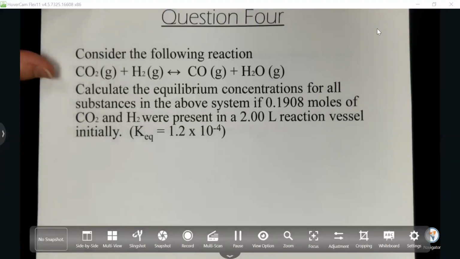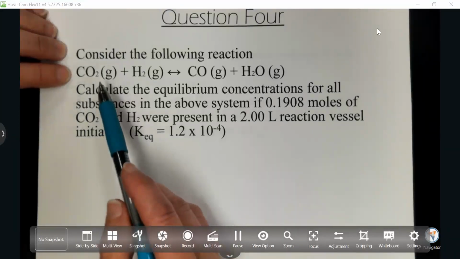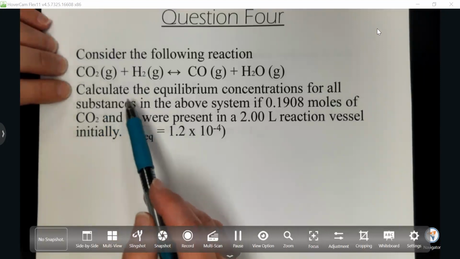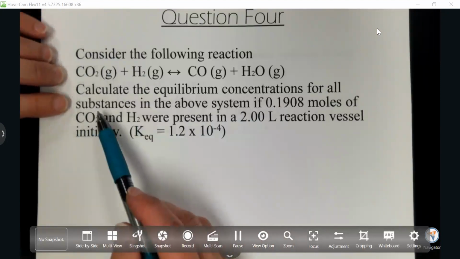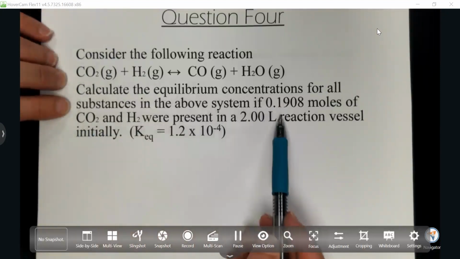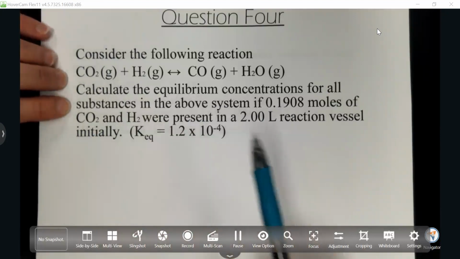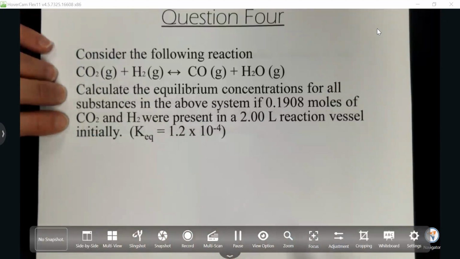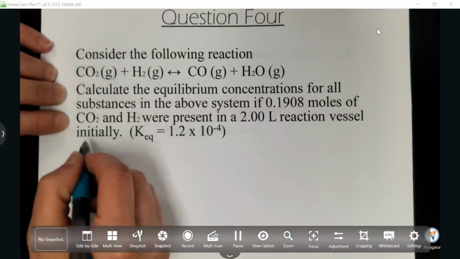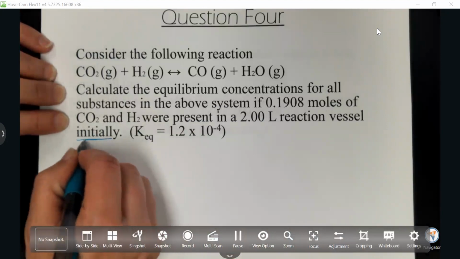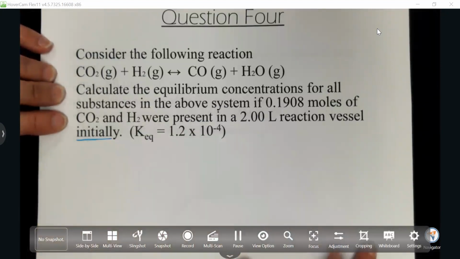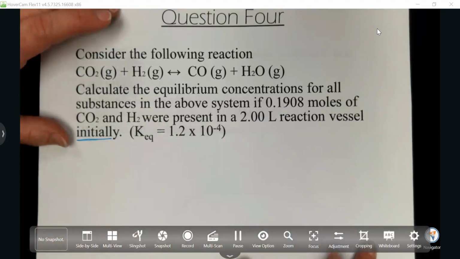So question 4 asks us to consider this following reaction here, and to calculate the equilibrium concentrations for all substances in the above system if 0.1908 moles of CO2 and H2O were present in a 2-liter reaction vessel initially. So this is a keyword here. Initially, we do not have equilibrium concentrations, so we have to do a RICE table.